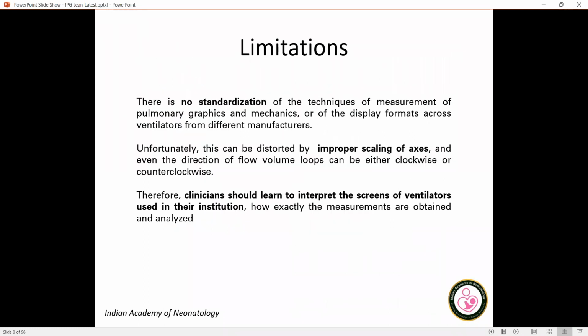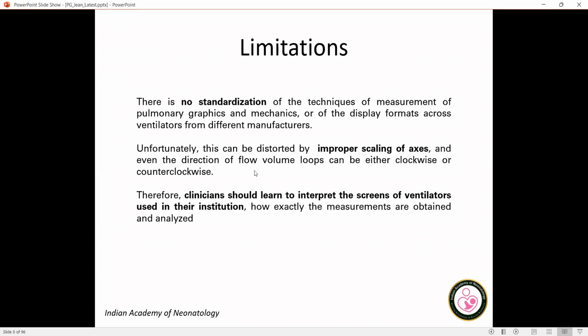So now, before going to the proper topic, just a few words about the limitations of the pulmonary graphics. We know there is no standardization of the techniques of measurement of pulmonary graphics or mechanics, or of the display formats, across ventilators from different manufacturers. So it will be different in each ventilator. We have to know the ventilator which we are using in our unit, and we should know more about that one.